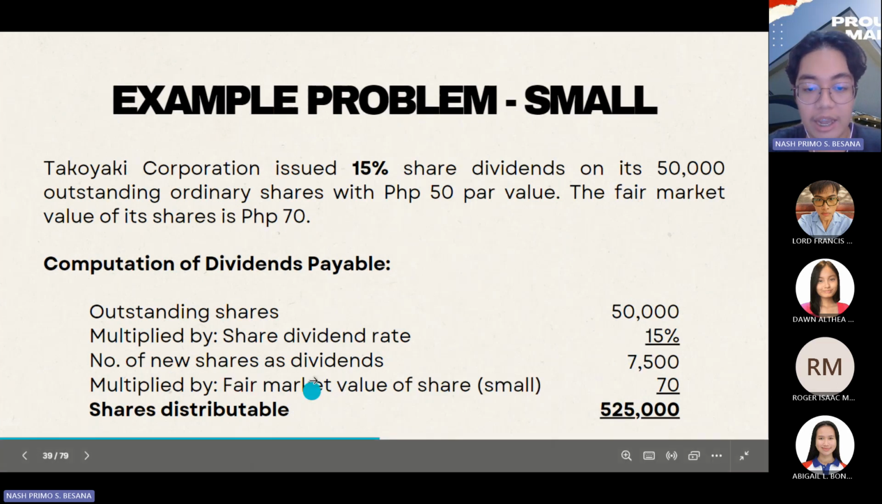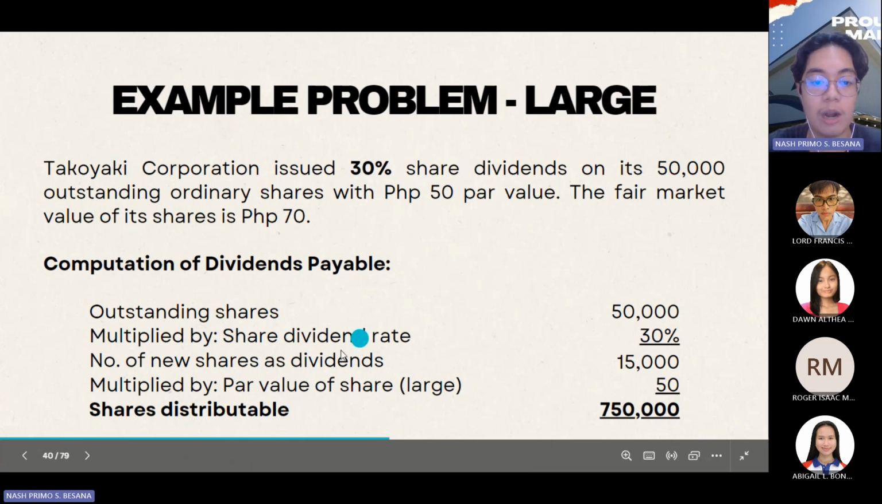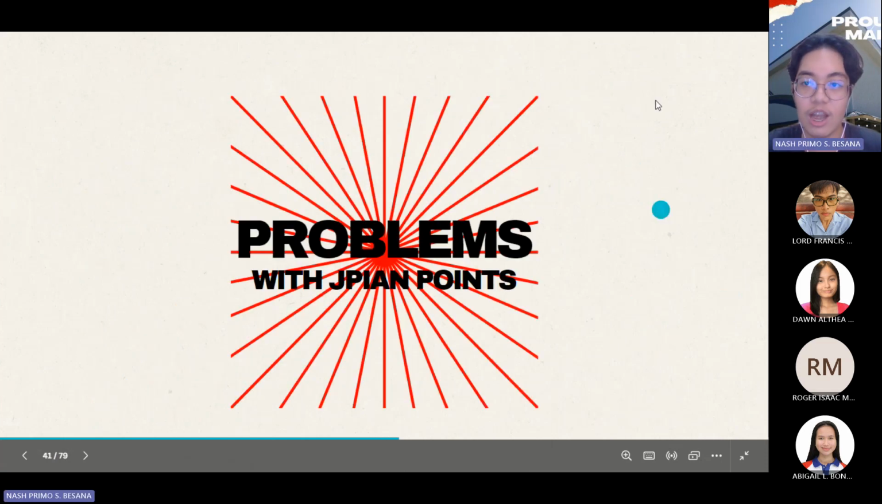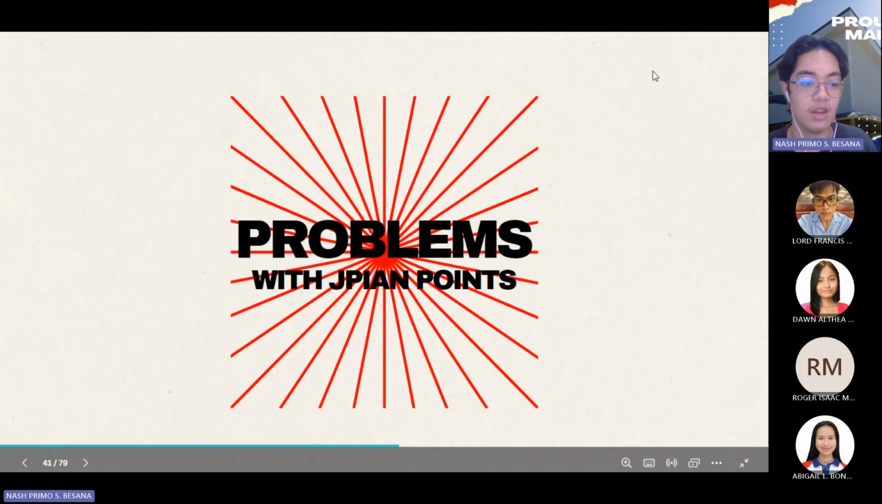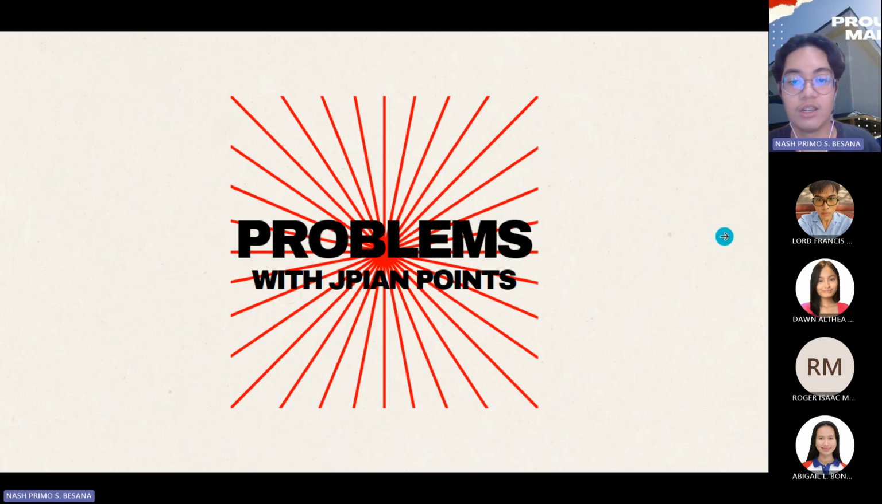So yun lang yung difference niya. Kapag small, fair market value. Kapag large share, par value. So yan, another set of problems. Ilan ba? Parang isa to, isa.